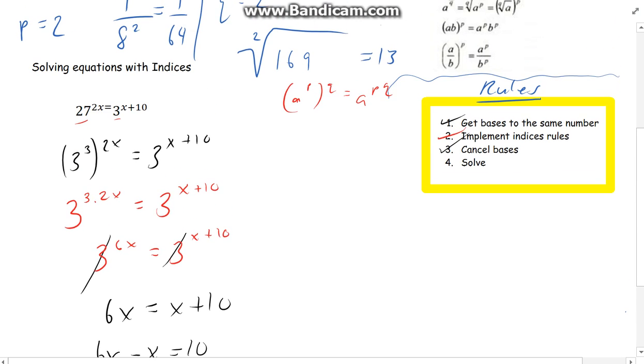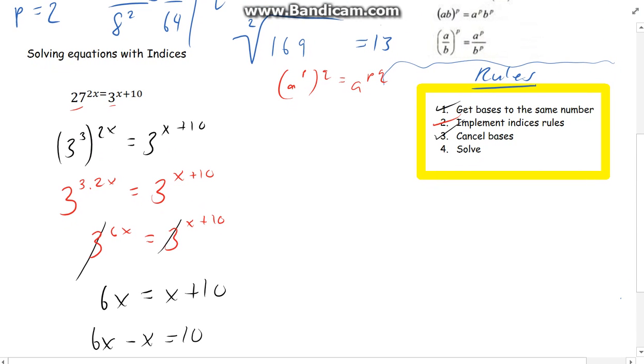So that's how we solve equations using indices. You have to remember them rules. Get your bases the same number, implement any indice rules, and solve for your unknown.